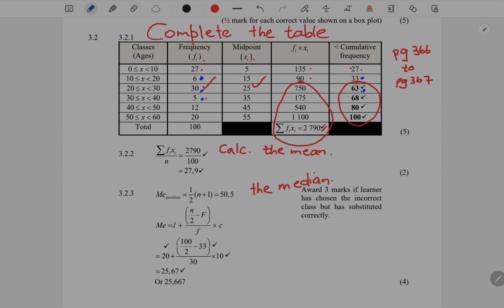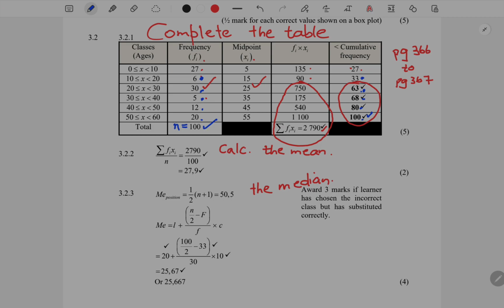Then 33 plus 30 is going to give us 63. 63 plus 5 is going to give us 68. 68 plus 12 is going to give us 80. 80 plus 20 is going to give us 100. Then the 100 that you see here is the same as this 100. What does 100 stand for here? It stands for n. There was information that I didn't write here: n is equal to the number of these classes, which is 100.